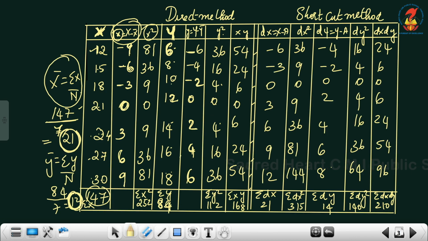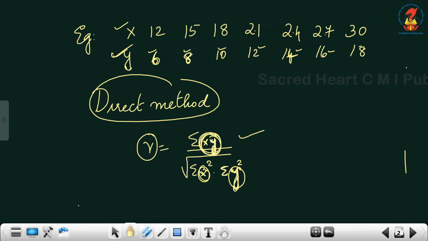Therefore, we have to multiply small x and small y. This is the value of small x and this is the value of small y, isn't it? Minus 9 into minus 6, you will get 54. Here minus 6 into minus 4, you will get 24. Likewise, the other values: minus 3 into minus 2. See, this is small y, this is small x. So, small x into small y, minus 3 into minus 2, you will get 6. The rest of the values are 0, 6, 24 and 54. Now, these are the values which you need for the direct method.